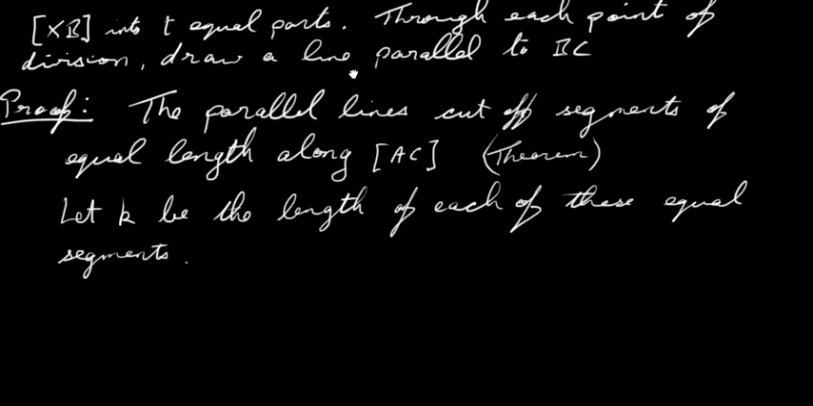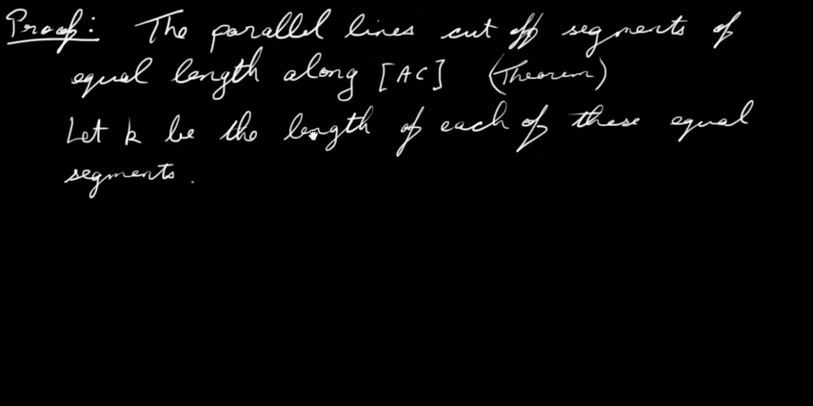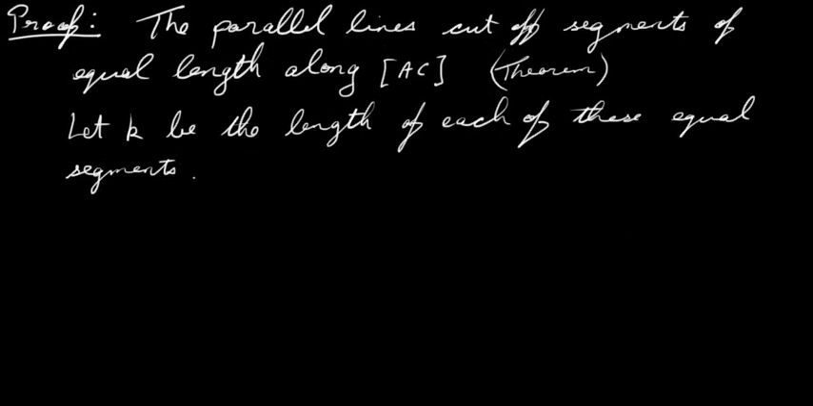So in other words, if we come back here again, we can say that this here is K, this is K, this is K, K, K, and so on. These are all K distance from here to here, from here to here, from here to here, all K in distance. So K is the length of each of these equal segments.